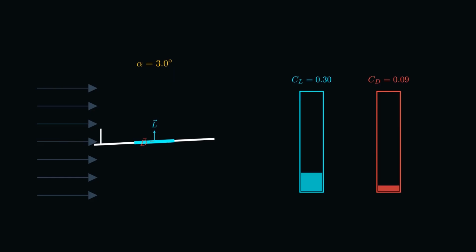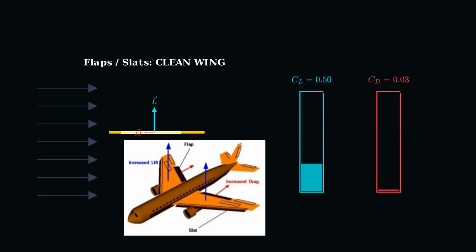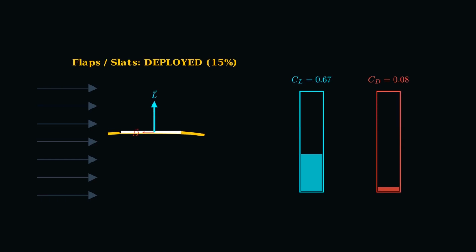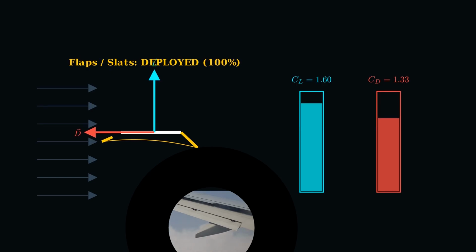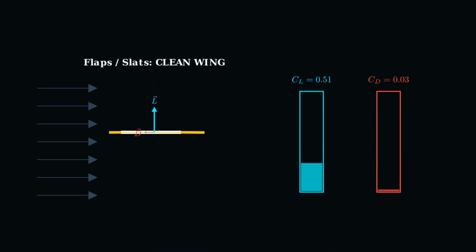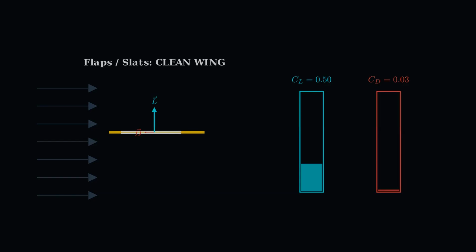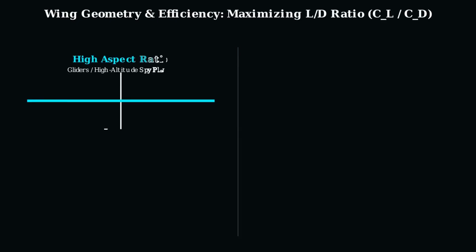To boost lift at low speeds without stalling, planes use high lift devices like flaps and slats. Extending flaps alters the wing's curvature, drastically increasing C sub L for takeoff and landing, while intentionally spiking C sub D to act as an aerodynamic brake. This balance between C sub L and C sub D dictates an airplane's physical design. To maximize efficiency, engineers target a high lift-to-drag ratio, C sub L divided by C sub D.